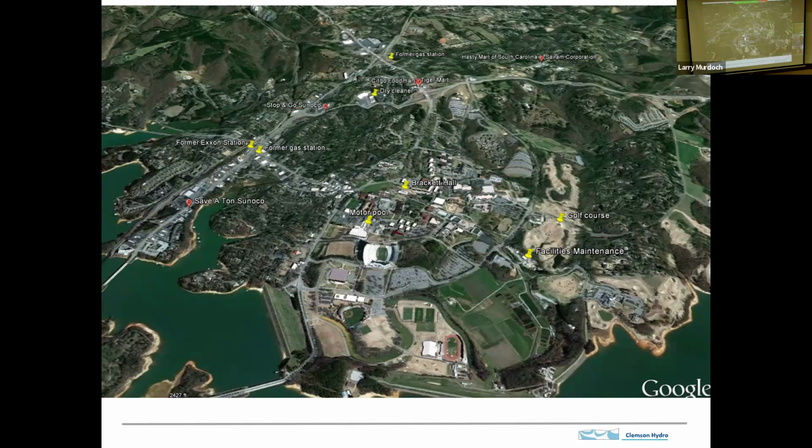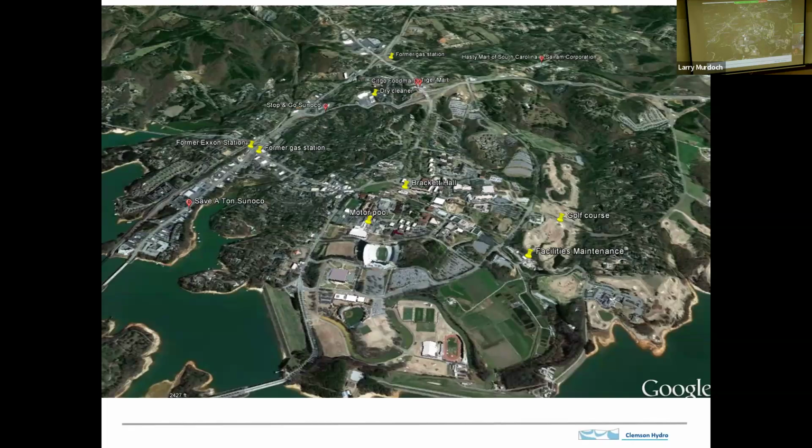So this is the picture of campus. Here's the stadium, so we're over here someplace. And my office is there in Brackett Hall. And I've indicated a few other places here. This is the motor pool, the Save a Ton Sunoco, some other gas stations here. This is the former dry cleaner up here, facilities maintenance.